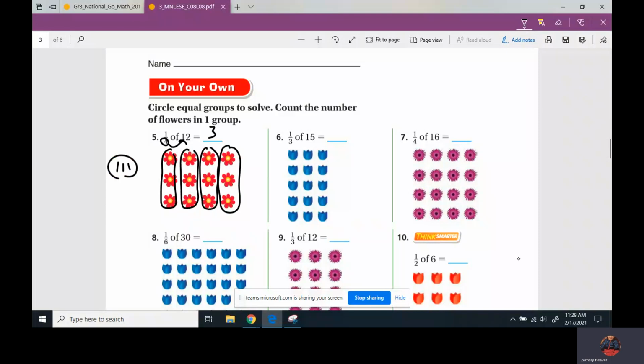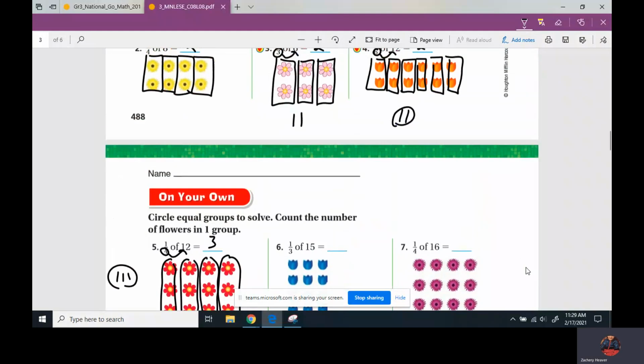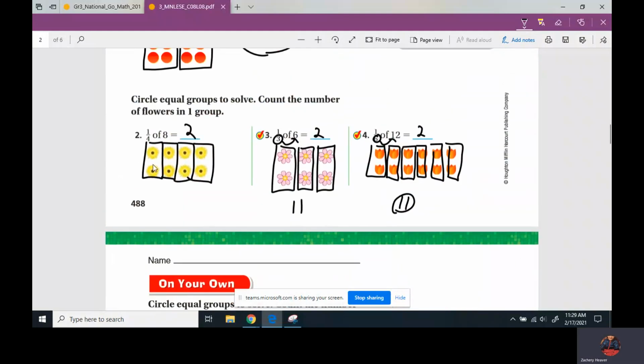Don't say 4 groups because we're making 4 groups. How many is in each group? Like up here, you can't say 4 because there's 4 groups because we're using 4. 3, there's 3 groups. 6, there's 6 groups.